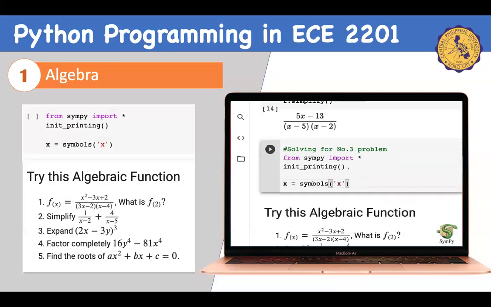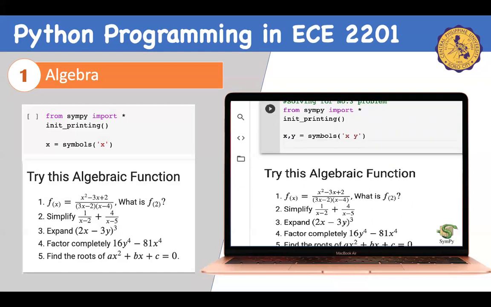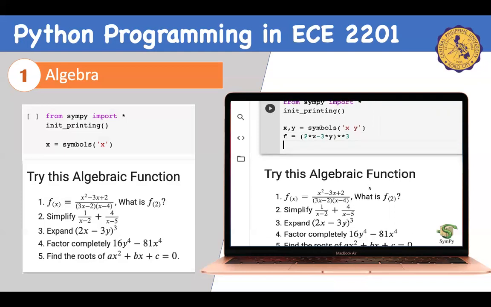But take note, we will be using the variables x and y. So we are going to add y as a variable to our symbols, to initialize that y is a variable for problem number 3. So take note of that. I copied the first 3 lines and pasted them here. Now we are going to create a function, a binomial raised to a power of 3.